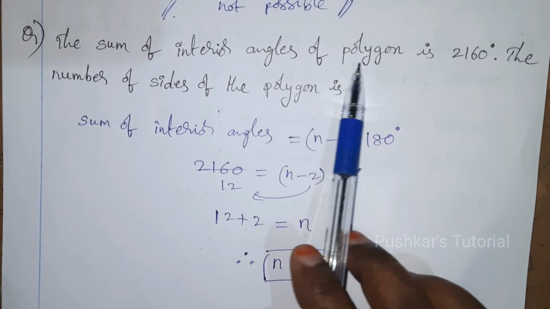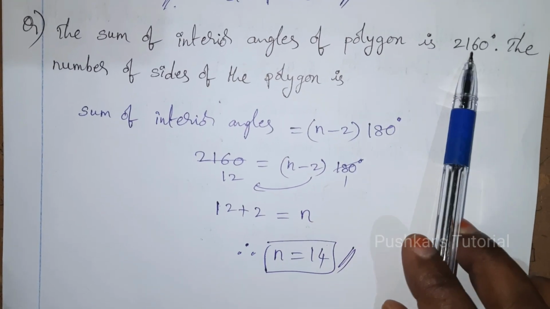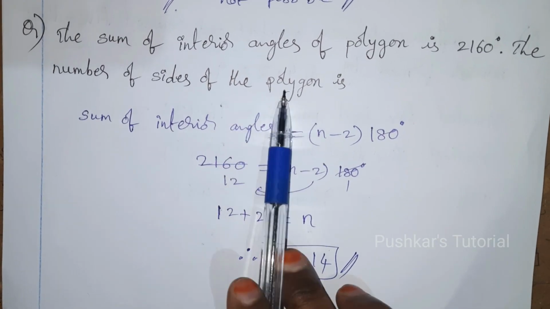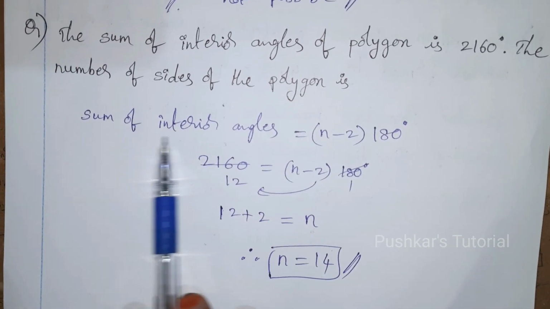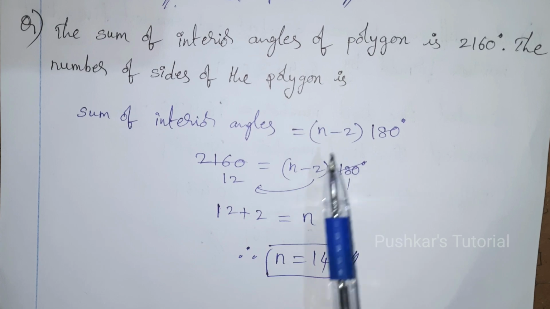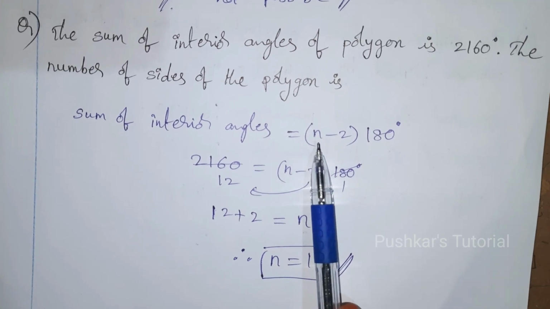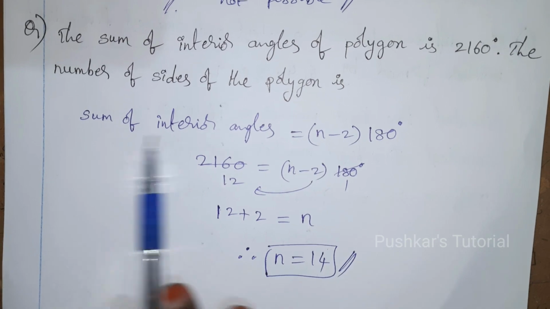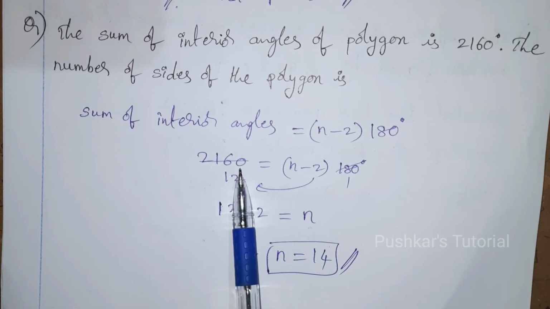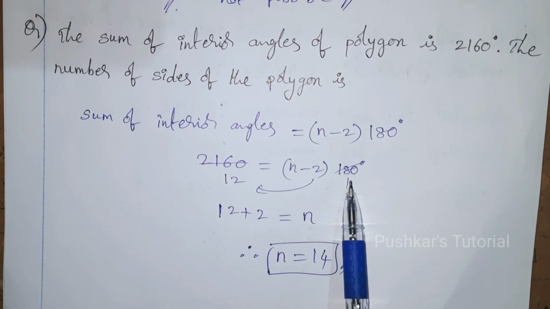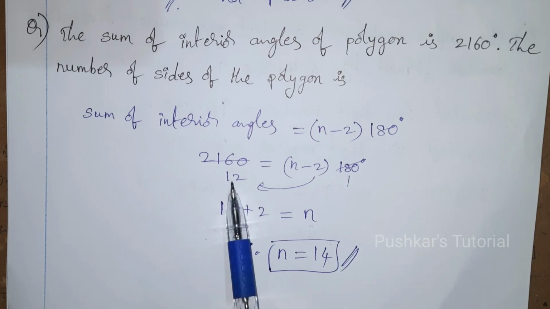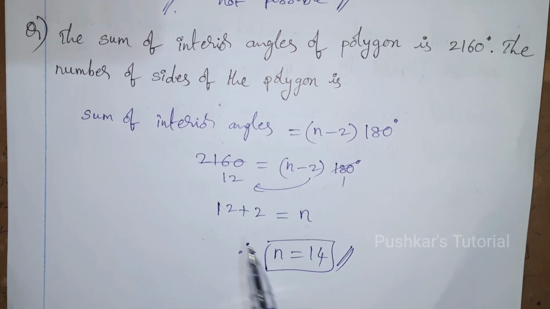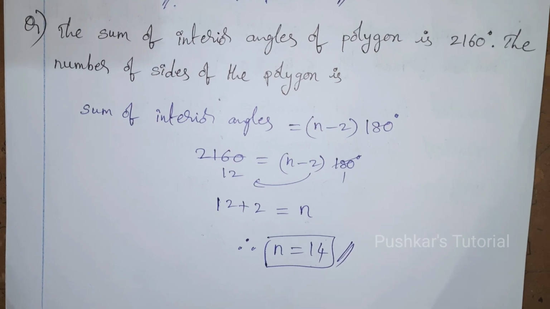The sum of interior angles of a polygon is 2160. Find the number of sides of the polygon. The sum of interior angles formula in terms of the number of sides is (n minus 2) times 180 degrees. So 2160 equals (n minus 2) times 180. The 180 and 12 cancel, minus 2 comes to this side as plus 2. Therefore n is equal to 14.